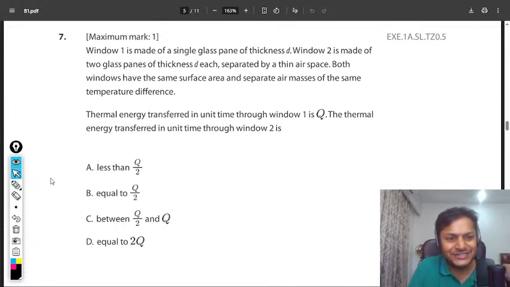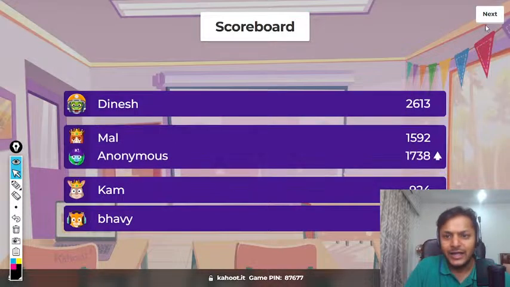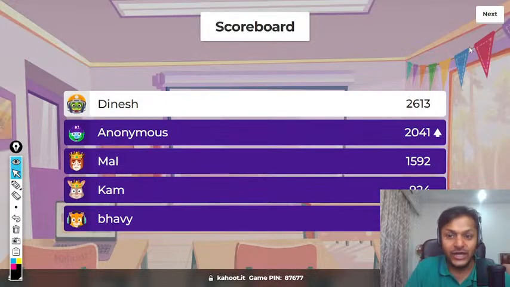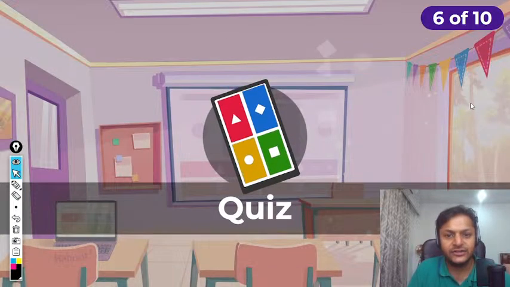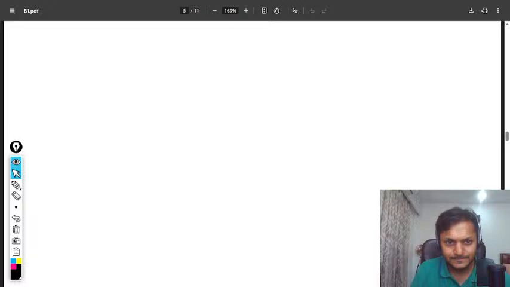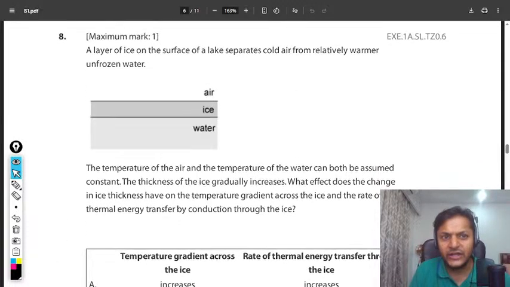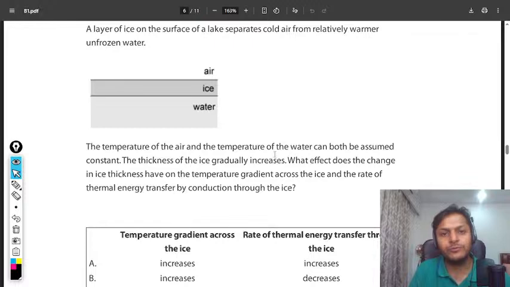Okay students, so this is how we do it. Next question. Anonymous is the only student who attempted it correctly. Moving to the next question now. Question number 8 is also a very good question. It was again from the example. All the best.